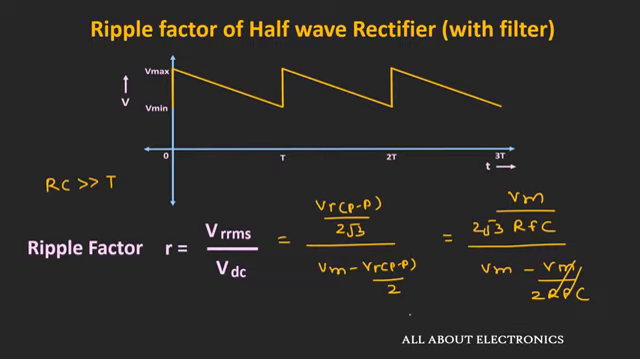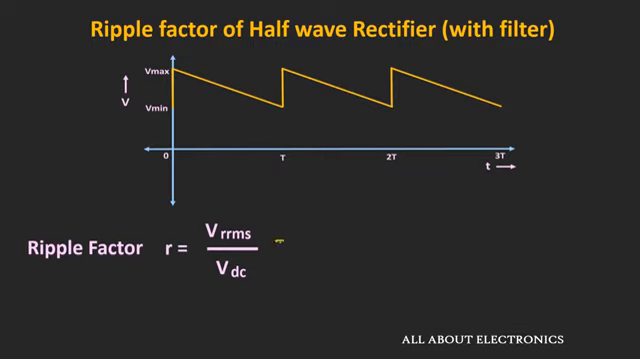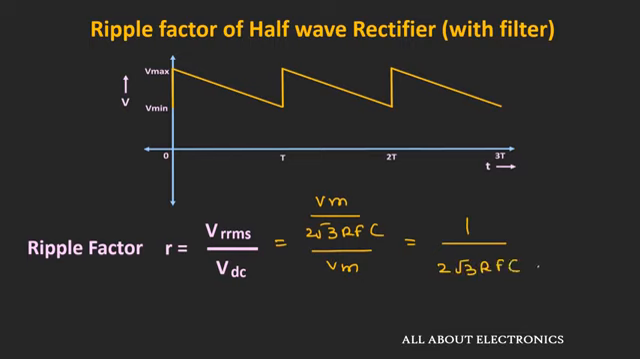Under this assumption, the ripple factor can be written as Vm divided by 2 root 3 times R times f times C, divided by Vm. Or we can say that the ripple factor for the half wave rectifier will be equal to 1 divided by 2 root 3 times R times f times C. So this will be the ripple factor for the half wave rectifier whenever it is used with the RC filter.